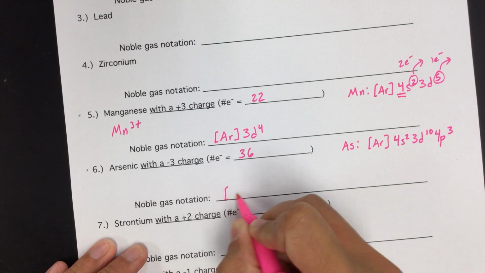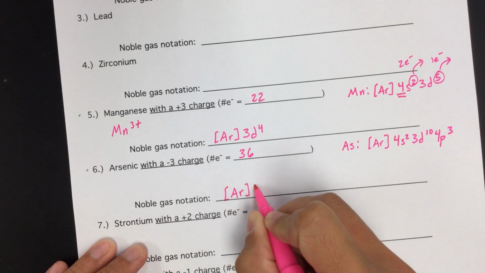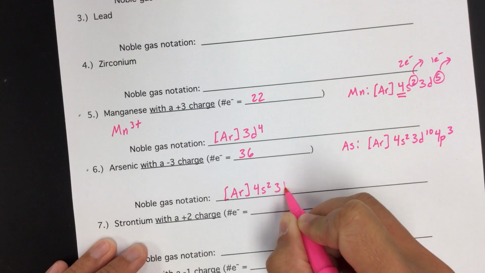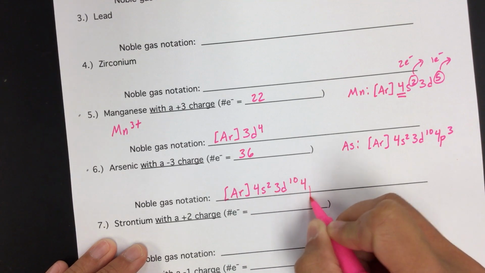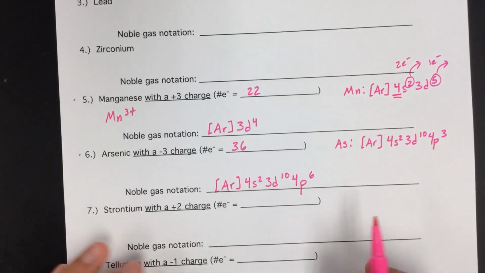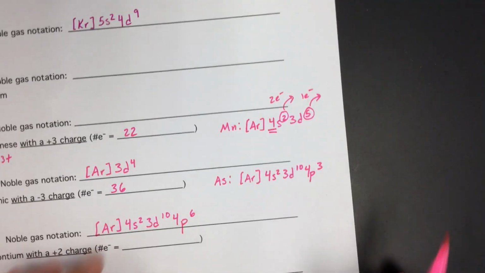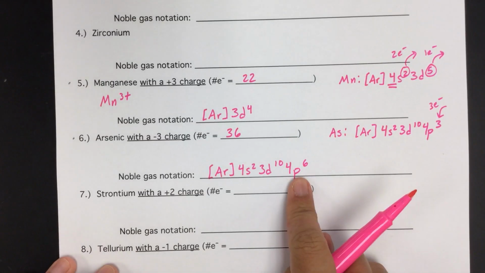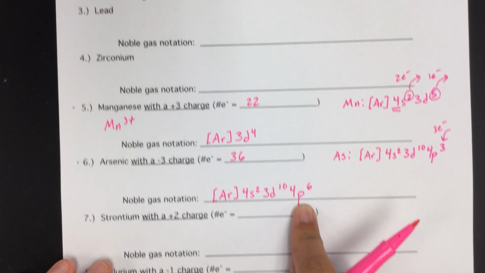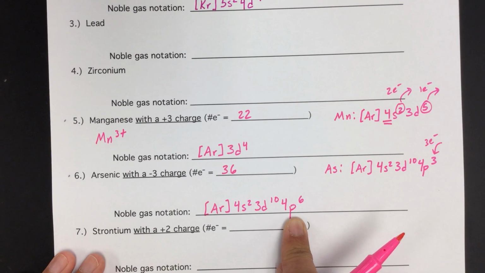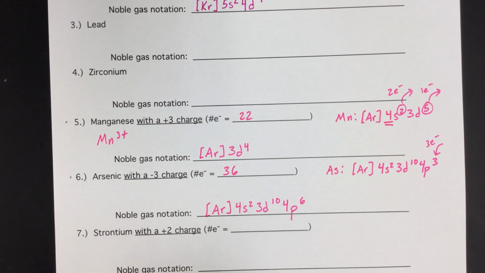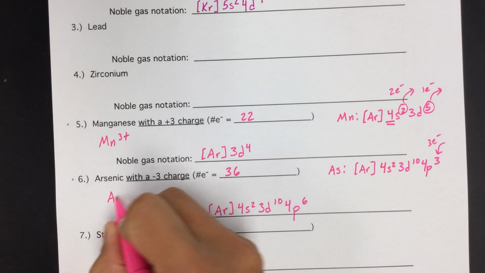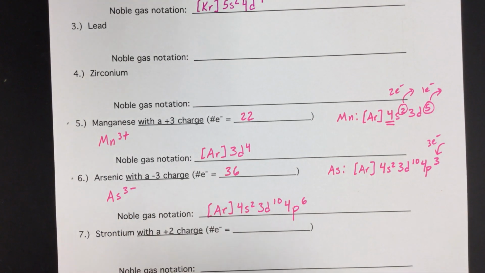So the new configuration for the ion is going to be argon in brackets, 4s2, 3d10, and now with the 3 additional electrons, it's going to turn into 4p6. So we're going to add 3 electrons here, which gives us 4p6. I think the negative ions, the anions, are a little bit easier. There's more that could go wrong with the positive ions, but just be careful in general whenever you're doing an electron configuration for some type of ion. It could be a little bit tricky. Good luck.